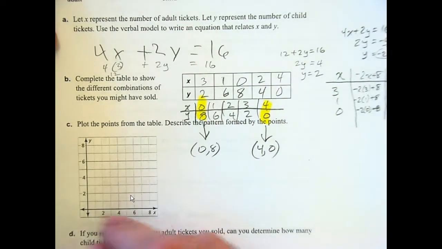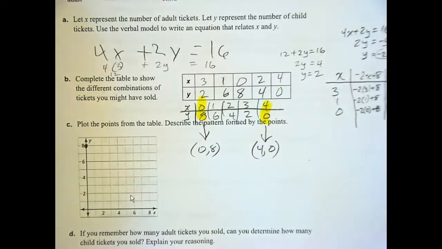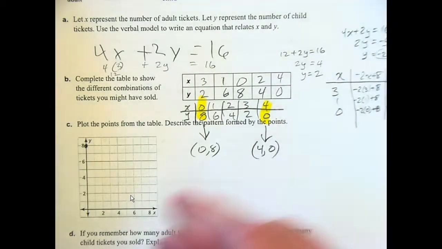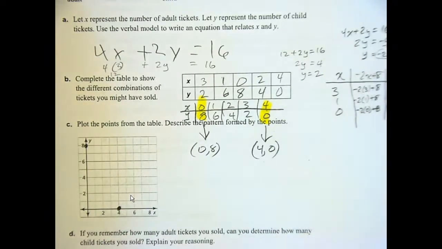Okay, when I plot 0, 8, that puts me right here. What do we call that point? Y-intercept. It's called our y-intercept, right, Logan? Yeah, y-intercept. Okay, when I plot this one, what's that one called? X-intercept. Yes, thank you. Sarah was helping us out there.